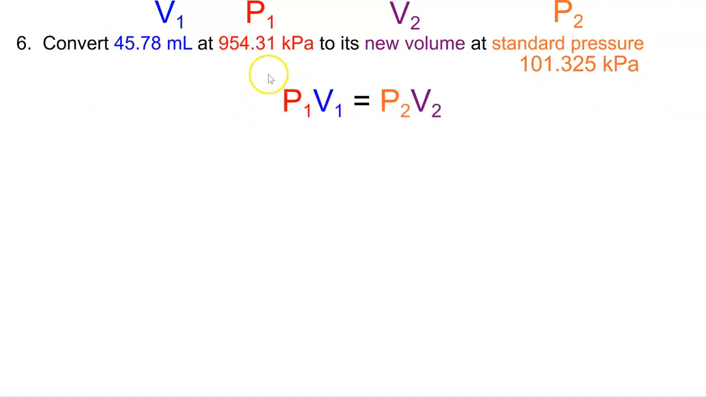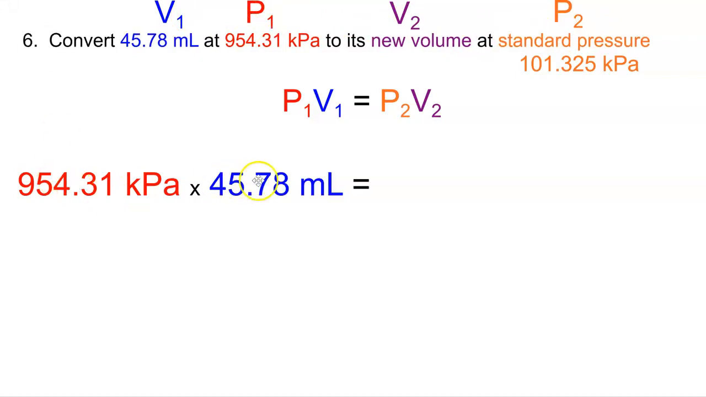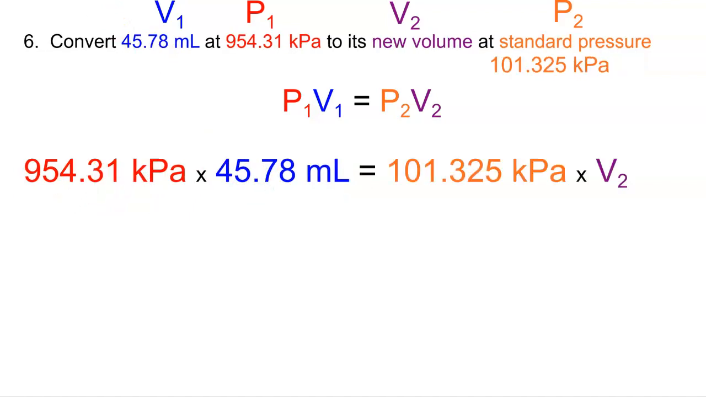There's our generic formula. We're going to plug in what we have. We have 954.31 kPa. That's what P1 is. Remember, I made these both 1 because they're happening at the same instant in time. These are 2s because they're happening later. So I'm going to multiply P1 times V1 equals P2, which is 101.325 kPa times V2. So I'm going to pause and say, okay, what do I have 2 of? I have 2 pressure units, so I must check to see if they're in the same unit, and they are. So now I can go ahead and proceed with my math.